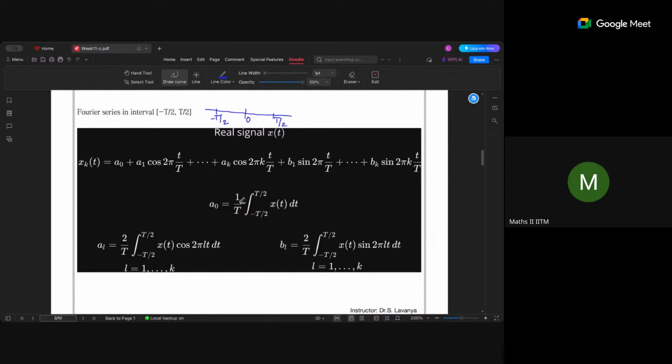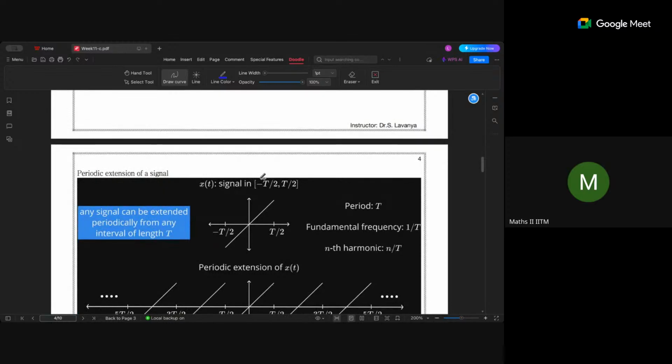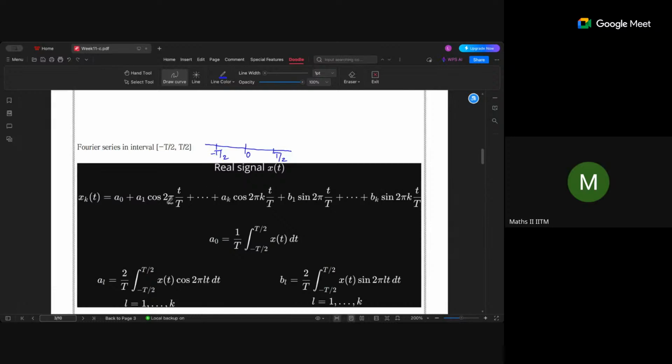Here you have 1 by t, and instead of 0 to t you have minus t by 2 to t by 2. In fact, instead of 0 to t, you can replace it with any interval of length t, so maybe t to 2t. Any interval of length t, you can have a similar formula. Okay, fine. So we have seen the Fourier series formula for the interval 0 to 1, then 0 to t, or any interval of length t, in fact.